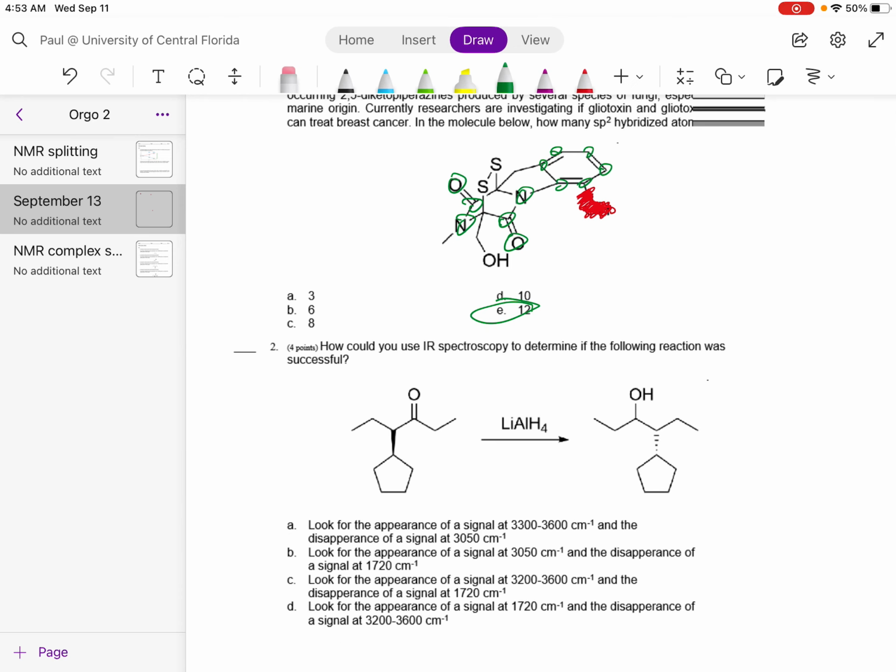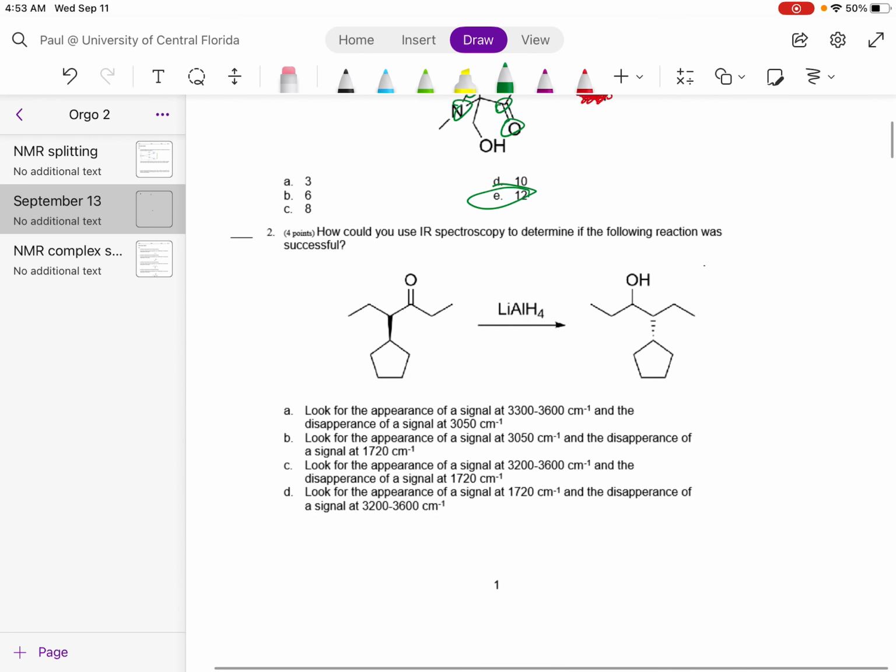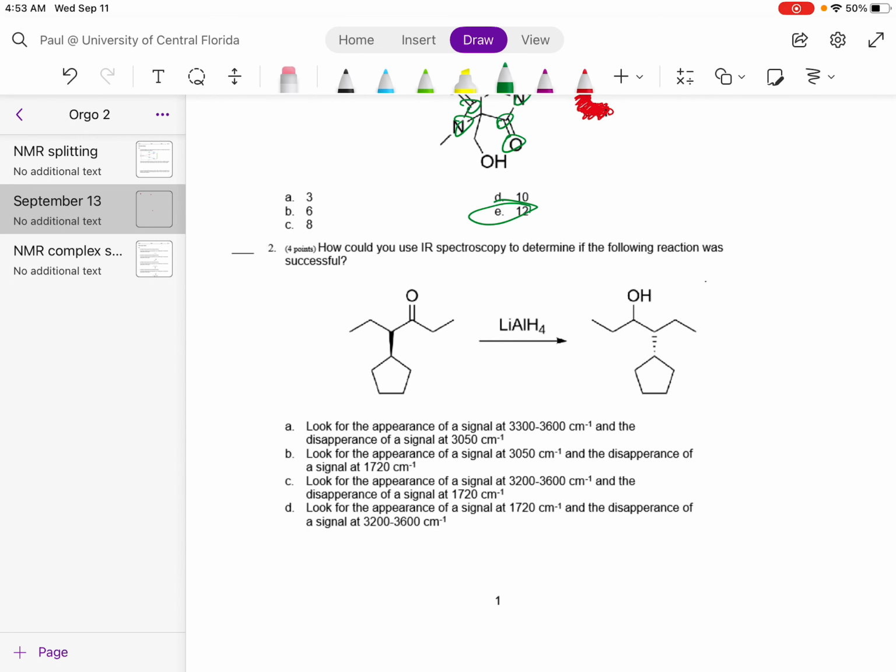How would you use IR to determine if the following reaction was successful? So when you look at that, what's changing? We're simply going from a carbonyl to an alcohol. So this carbonyl stretch has to disappear, and this OH stretch right there, that stretch between that oxygen and hydrogen, has to increase. And so what you're seeing is answer C. The appearance of 32 to 36, which is the alcohol stretch, and the disappearance of 1720, which is the carbonyl stretch.